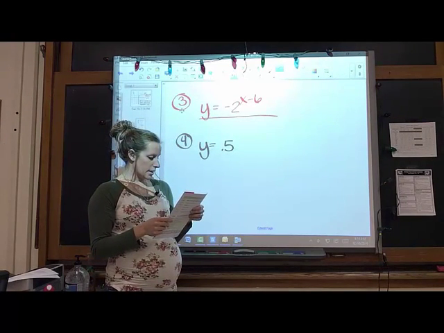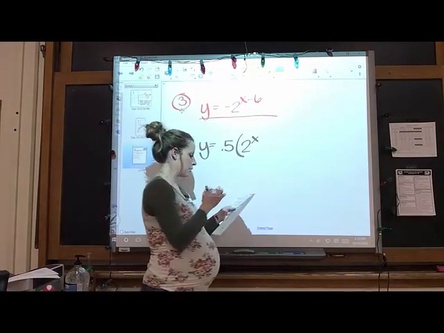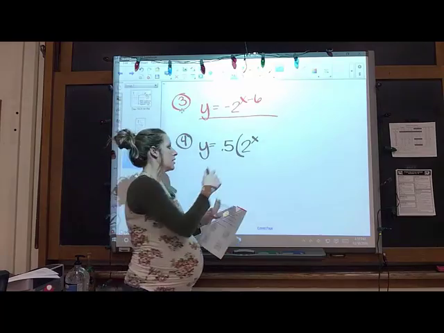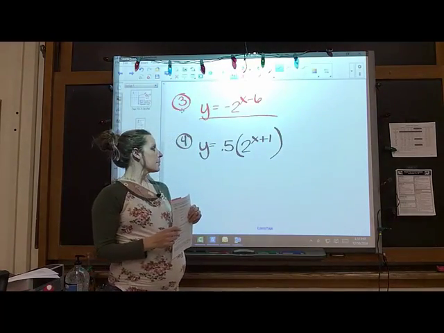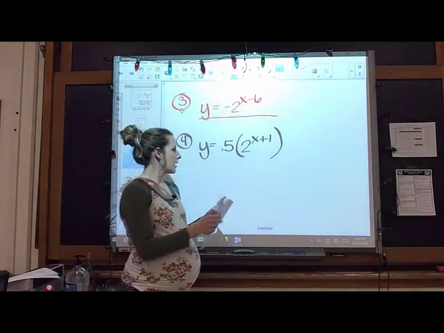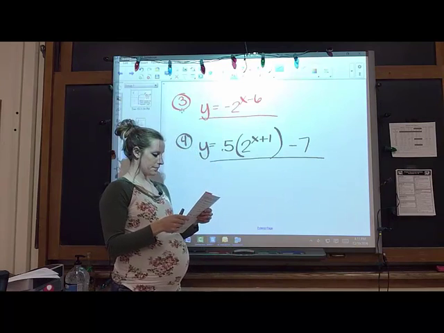Let's see, we're taking 2 to the x power, and we're moving it left 1. So we need a plus 1 in the exponent, and a minus 7 at the end to move it down 7.